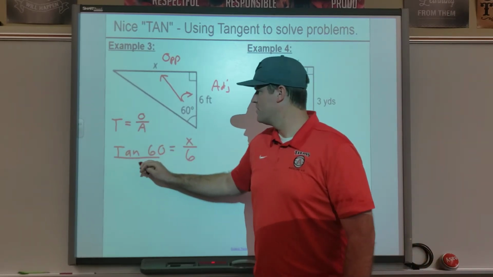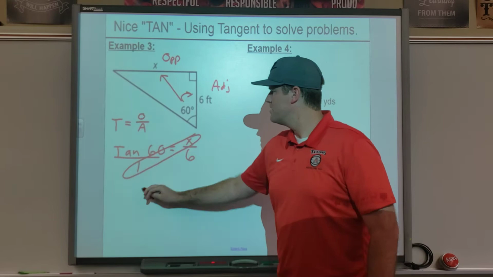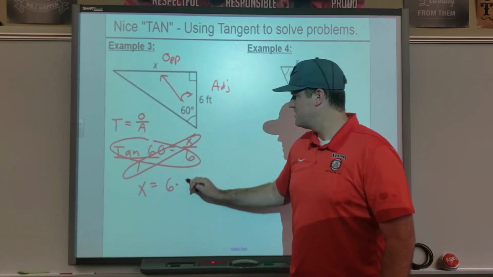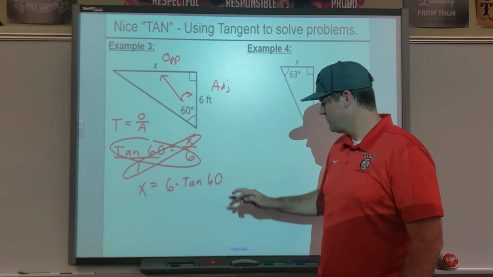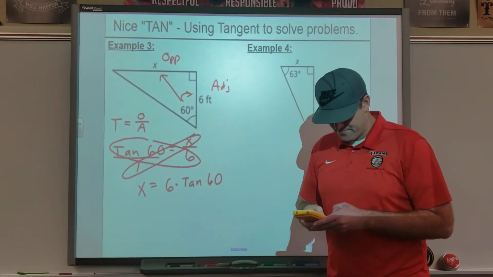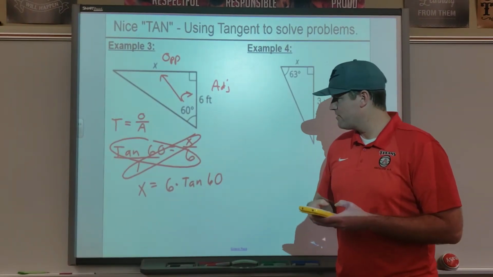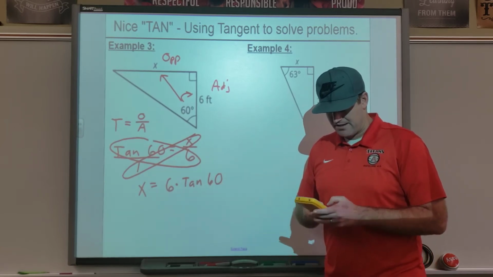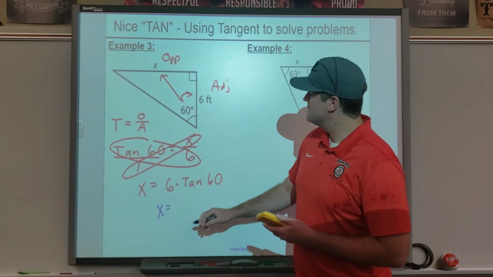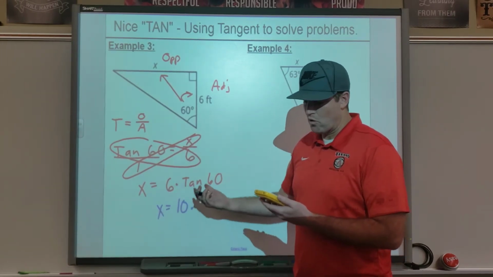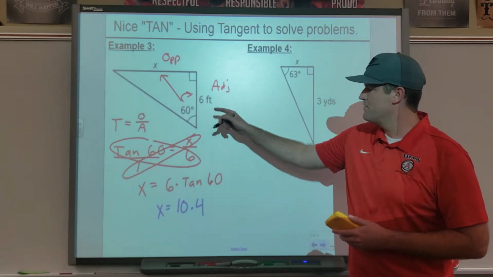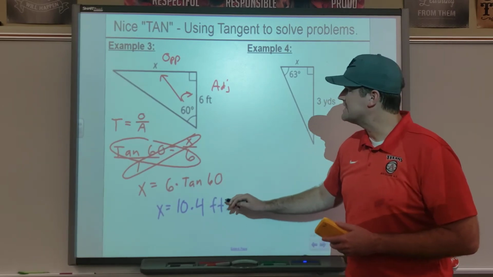And then from here, I'm going to cross multiply. X equals 6 times tangent 60, which is not 6 times 60, right? We need to find the tangent of 60, which is about 1.73. Multiply that times 6, and I get that x equals approximately 10.4, right? 10.392, we'll round it to 10.4. So in this case, we do have units, so it's 10.4 feet.